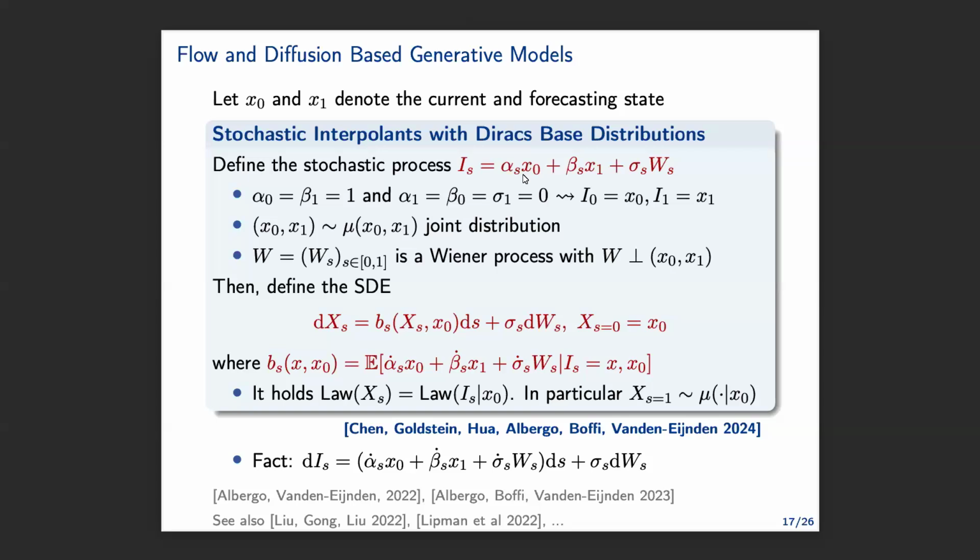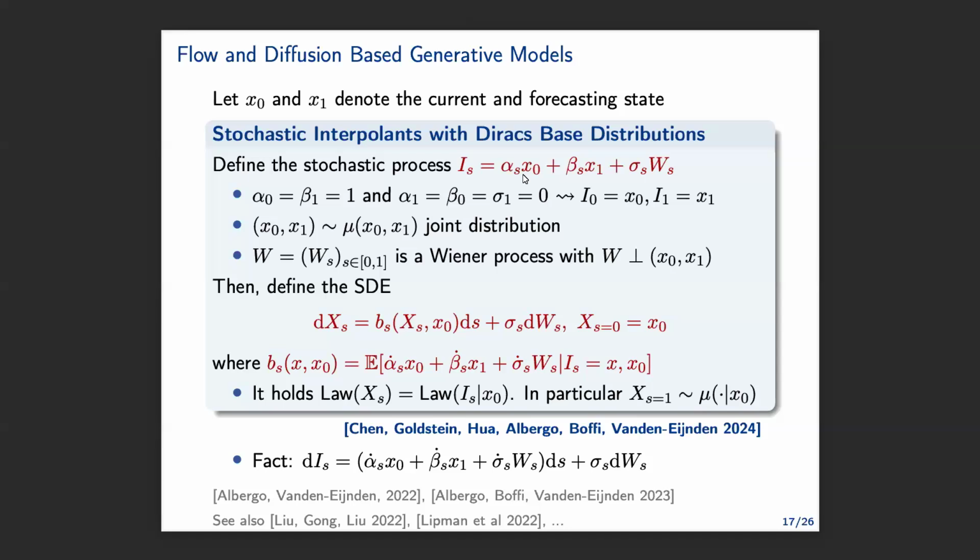And x0, x1 are jointly distributed by the joint distribution, and W here is a Wiener process. So why do we define this stochastic interpolant here? We know that the boundary of this interpolant process gives us the current state and the forecasting state. So if we can simulate this process, then we can do the forecasting. But this is not doable because this I_s is not Markovian. It always depends on x1 in order to give any results.